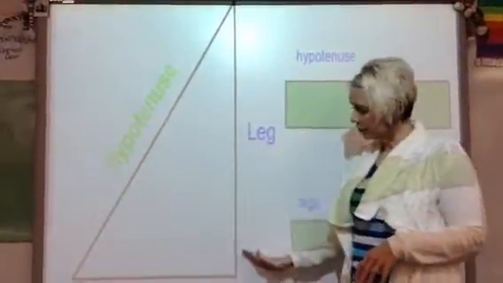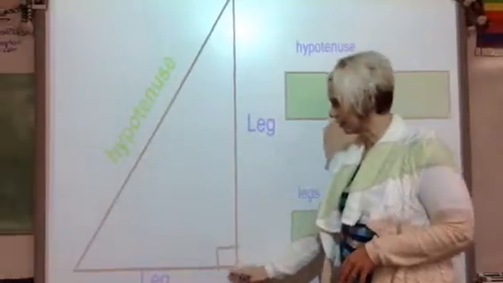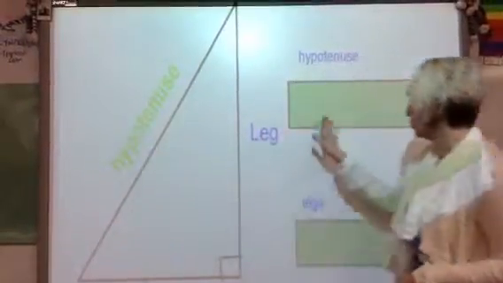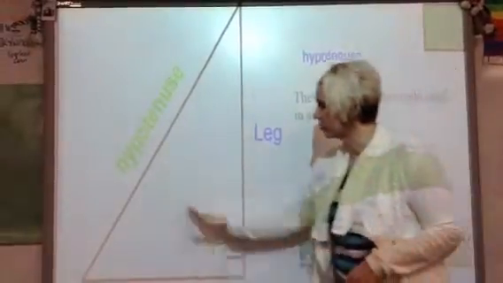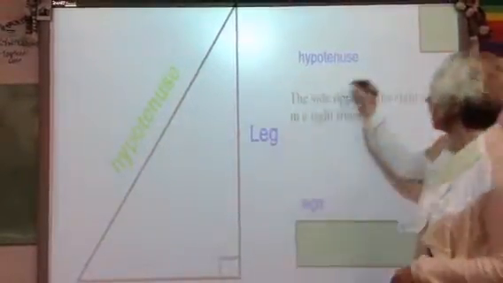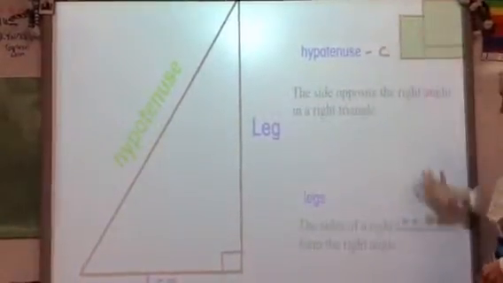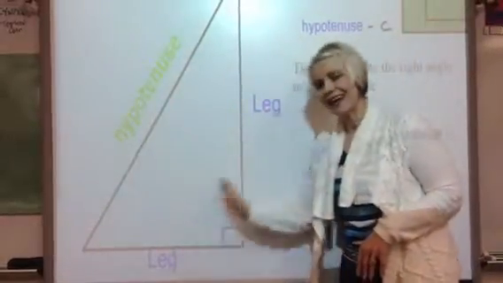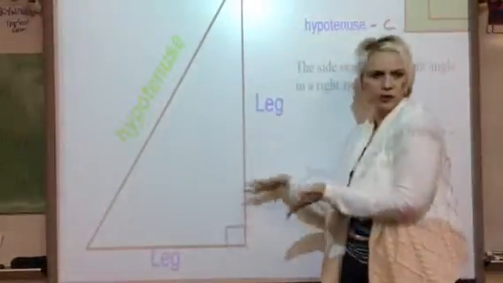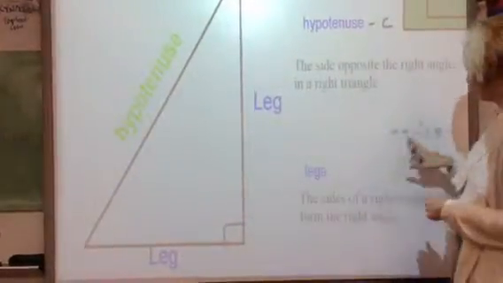This is a leg of a right triangle, this is the other leg. The two legs together make that right angle, and then this is what we call the hypotenuse. The hypotenuse is the side opposite the right angle in a right triangle, and we always identify the hypotenuse as c. The legs are the sides of a right triangle that form the right angle, and we can denote them as a and b. It doesn't matter which one is which. If a is the height or a is the base, either one is fine.